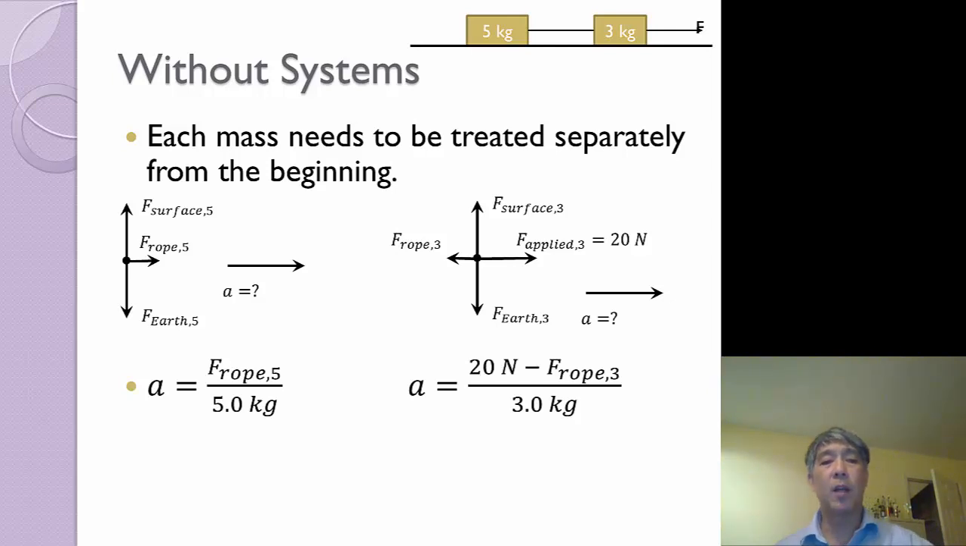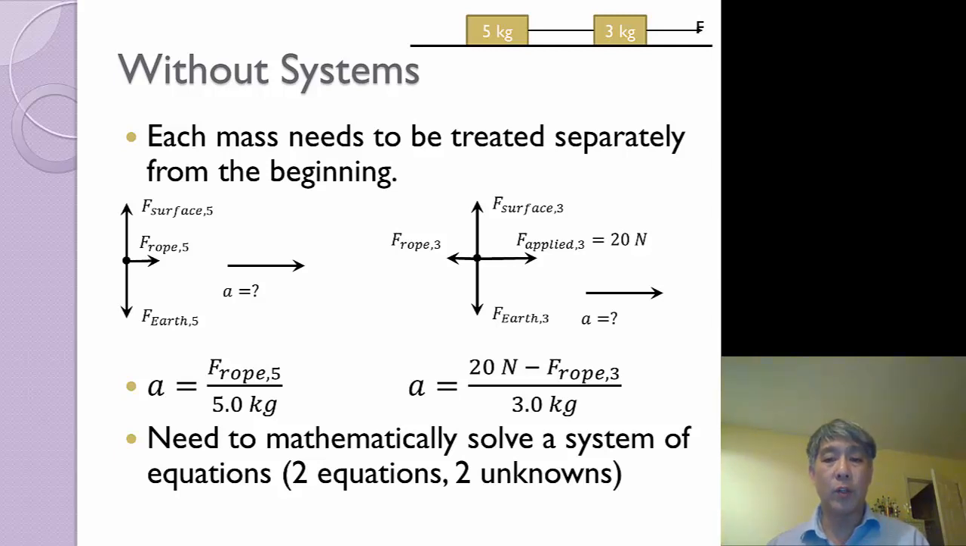On the 5 kilogram block, the acceleration is equal to the net force of the rope divided by 5. On the 3 kilogram block, the acceleration is the positive 20 plus the negative force of the rope, divided by 3 kilograms. The force of the rope is the same, same rope, same force. So I'm left with two equations and two unknowns, the force of the rope and acceleration. I can solve this a number of ways. In this case, I would set the two accelerations equal to each other and solve, and again I would end up with the force of the rope being 12.5.